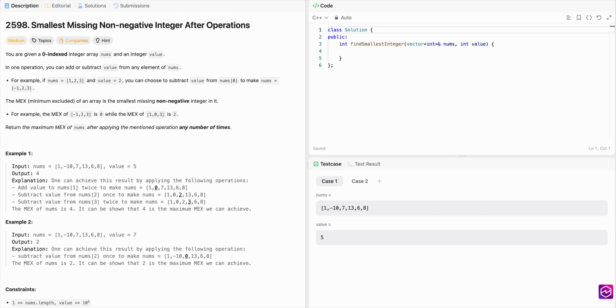So what matters for us is the modulo value, right? Because mod is something that matters to us. And also one more thing that matters, because we are always going to subtract value times something. So we need to think in that direction.